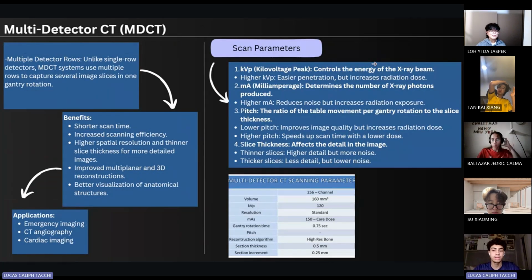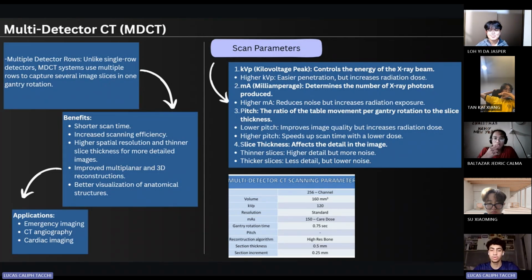Modern CT scanners use multi-detector CT, or MDCT. Multiple detector rows capture several slices in a single rotation, reducing scan time and improving spatial resolution. This allows thinner slices and makes MDCT especially useful for emergency imaging, CT angiography, and cardiac scans.